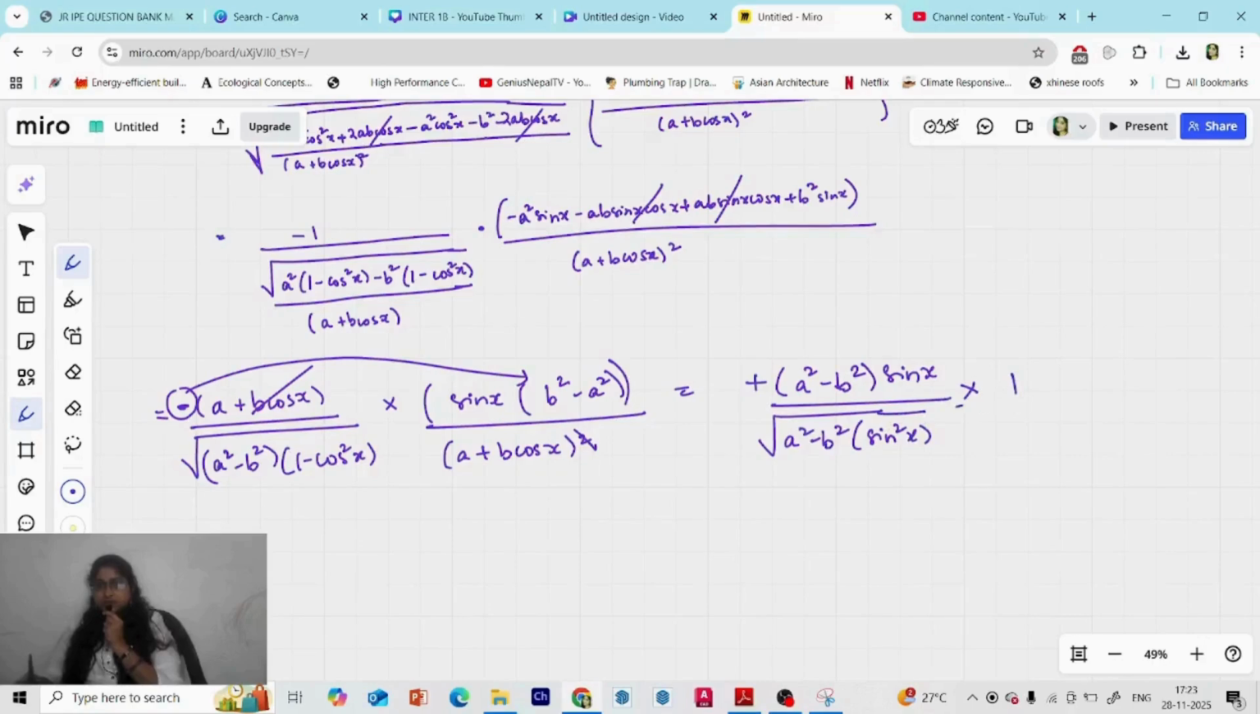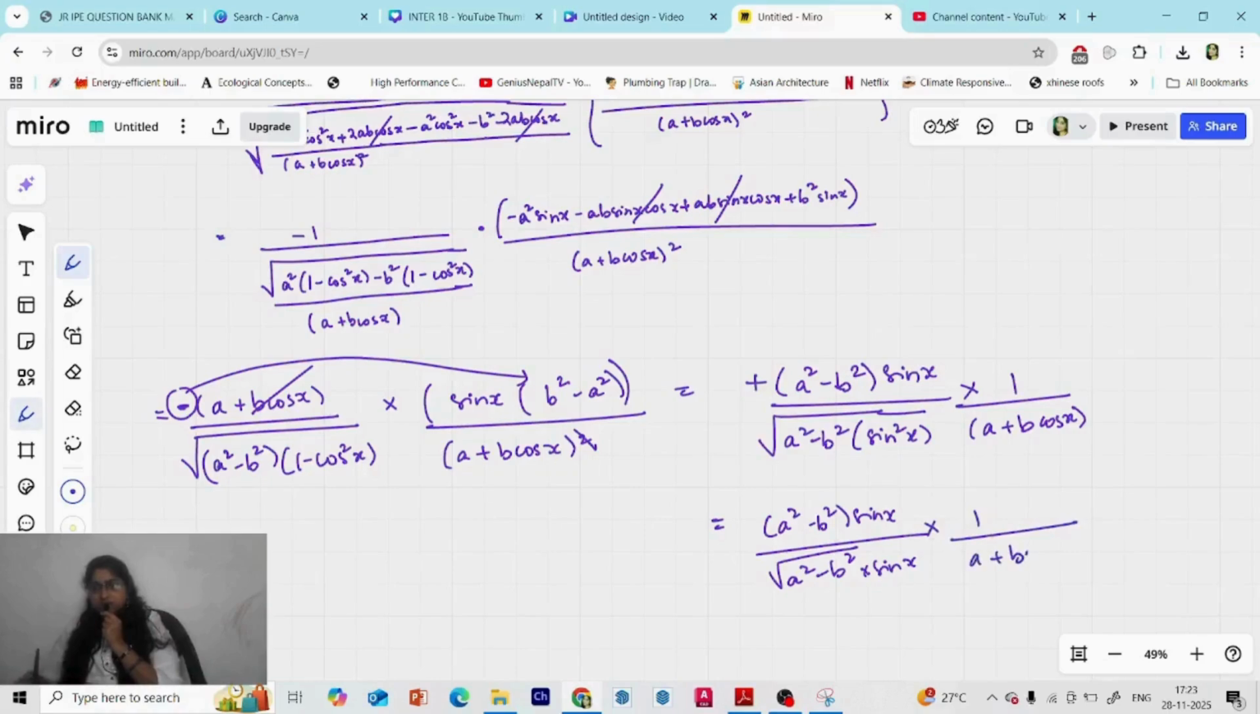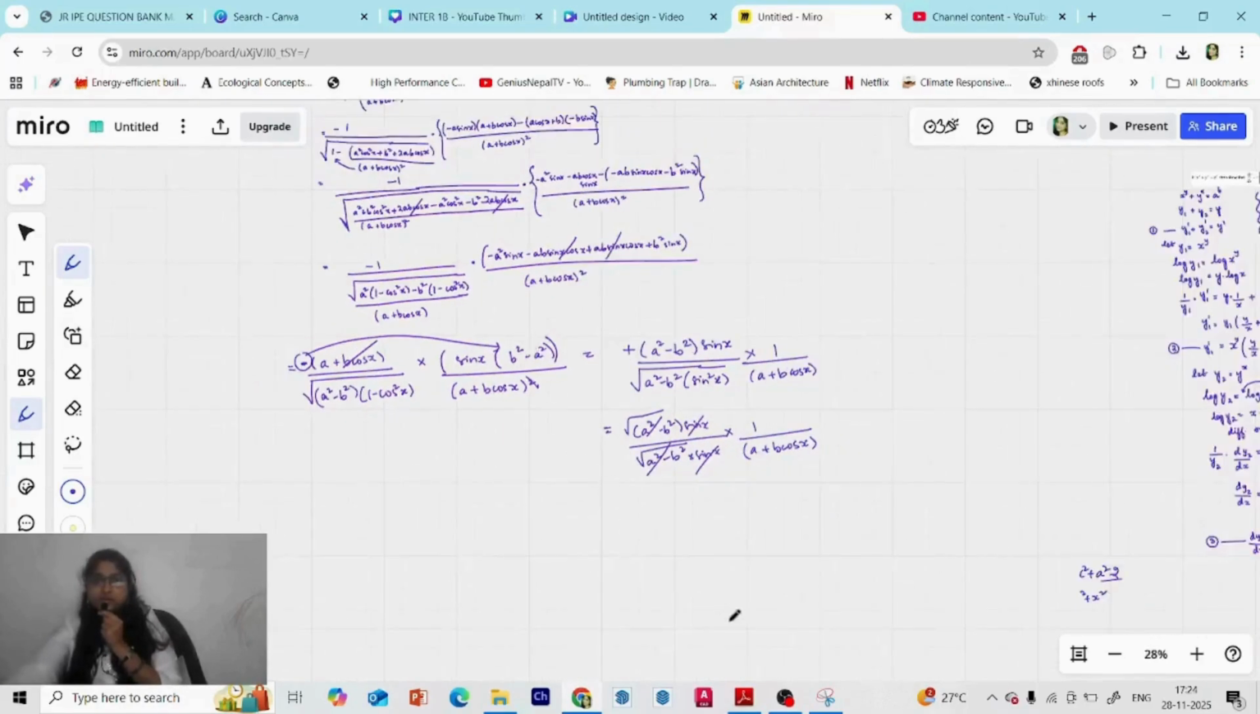Also I have another term, 1 by a plus b cos x. Okay, so as you can see, this is a square minus b square into sin x by under root a square minus b square into sin x into 1 by a plus b cos x, correct? So this sin x and this sin x is gone, and this becomes a root, correct? So what do we have left?